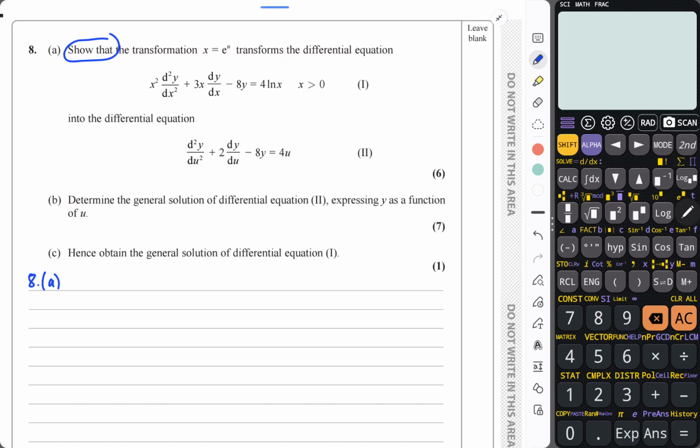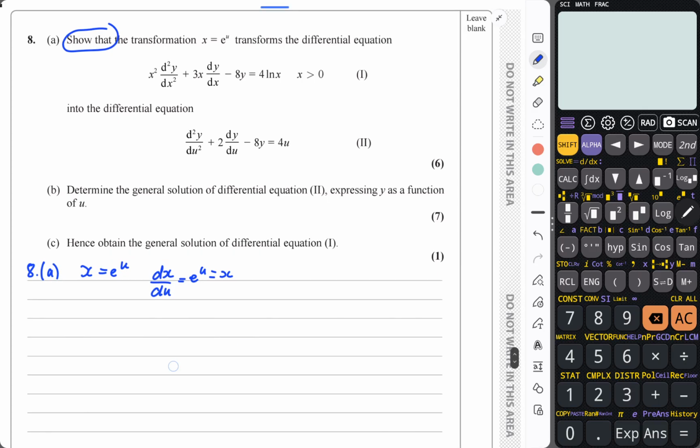So we're told that x is e to the u, so this is a typical transformation to do to solve this type of equation. It's called an Euler equation. So if I differentiate with respect to u, then I get e to the u, which is equal to x. So that's the first thing that's quite useful.